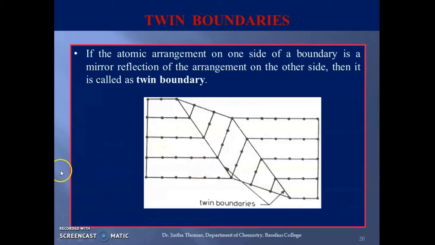So here you can see, if we consider this as the original structure, then we have the reflection here. This part is a reflection of this crystal. So when we check, we can see the original crystal has been regenerated here. So this is the twinned region. This region is called the twinned region that separates two original parts of the crystal. So this is the twinned region and these are the twin boundaries.